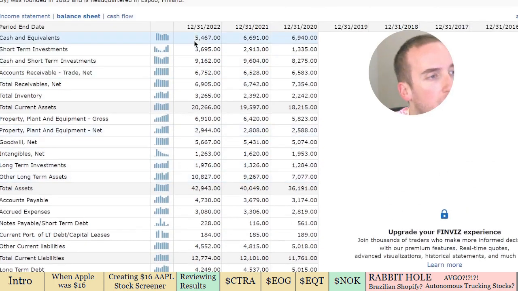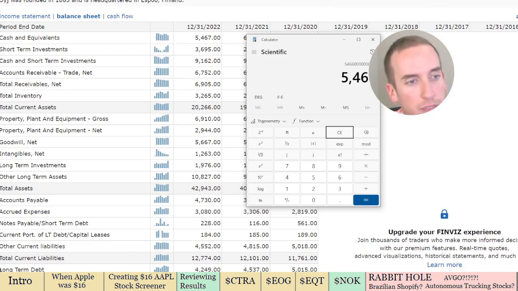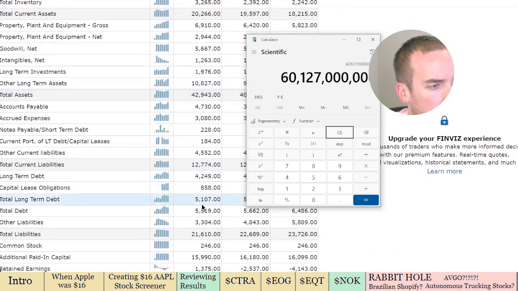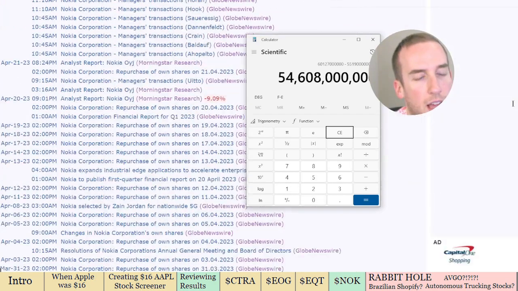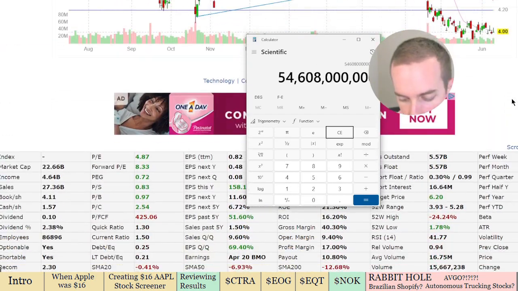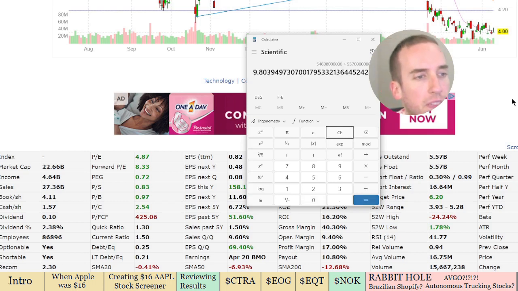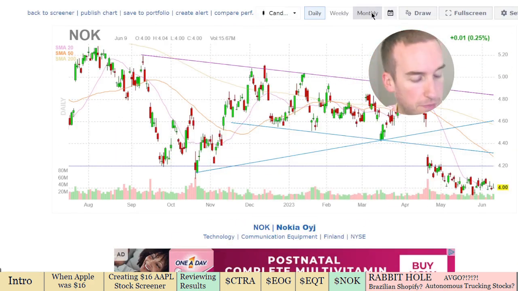So total cash is 5 bill. So plus 5,467,000,000. Total debt is 5, minus 5,519,000,000. All right, and take that, divide it by 5,557,000,000. Yes, right there. $9 stock. So basically double what it is now. It's pretty crazy.